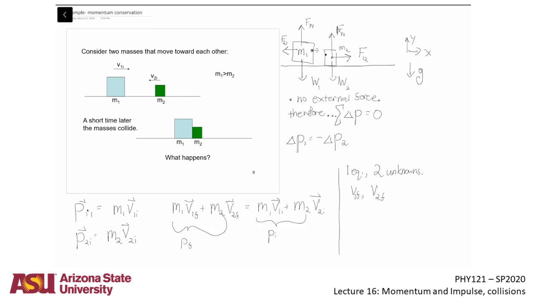I know M1, I know M2, I know the two initial velocities, so all of these quantities are known, and these two are unknown. So I need one additional piece of information to solve this problem. It turns out that one additional piece of information is conservation of energy. I need to know where the energy is going in my system, and then I can solve this problem. So we're going to get to that very soon.